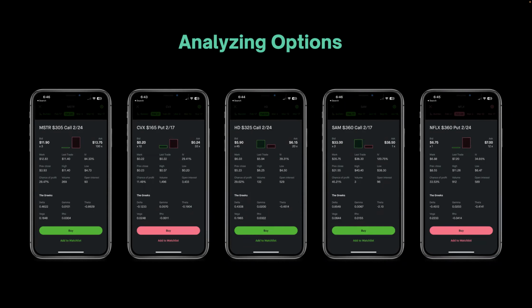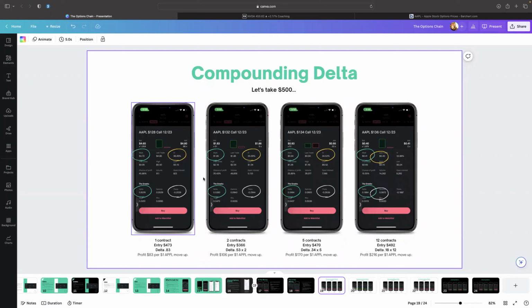Over here, you see how this has like 48,000? Apple is a heavily traded stock as it is, so these are going to have more volume.